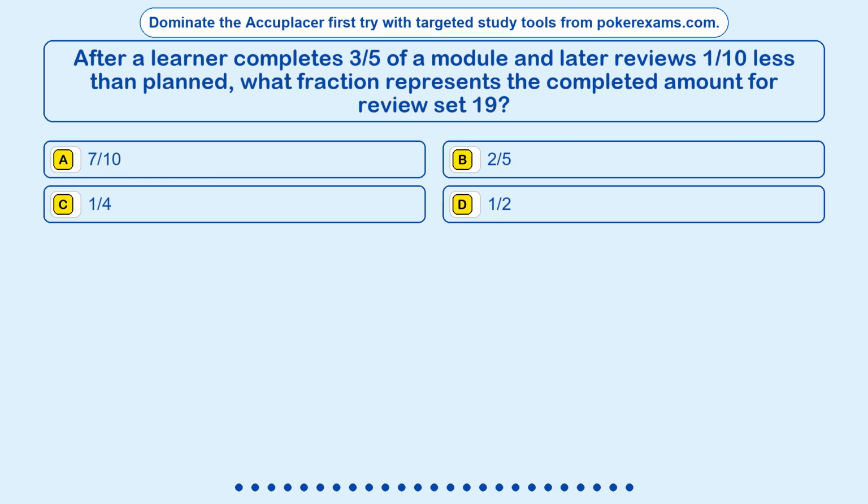Question 2. After a learner completes 3/5 of a module and later reviews 1/10 less than planned, what fraction represents the completed amount for review set 19? Option A, 7/10. Option B, 2/5. Option C, 1/4. Option D, 1/2.